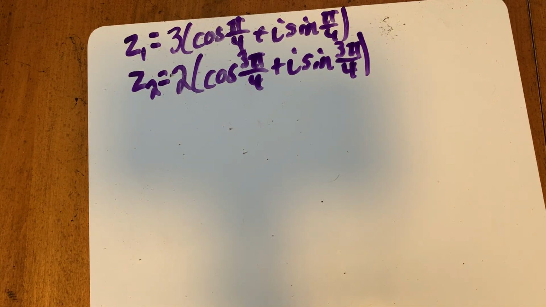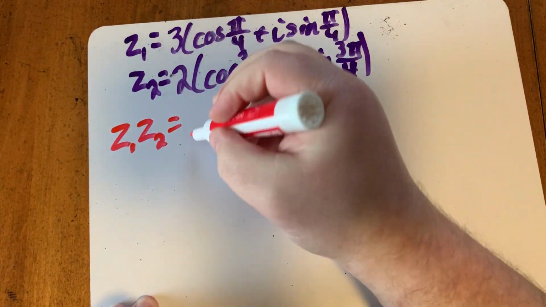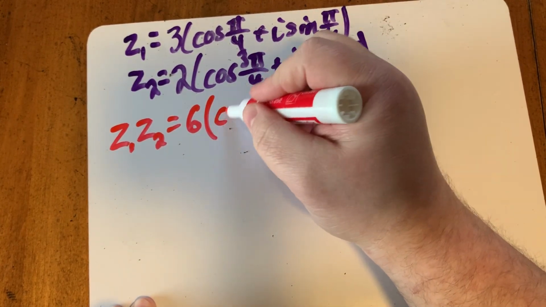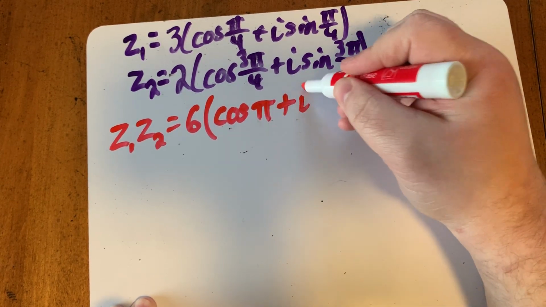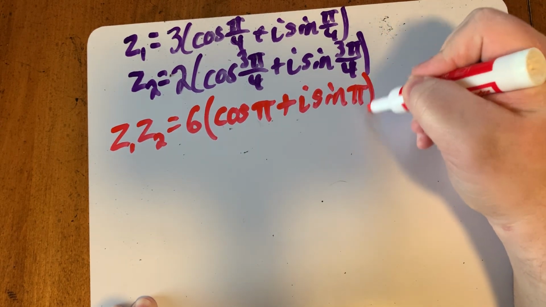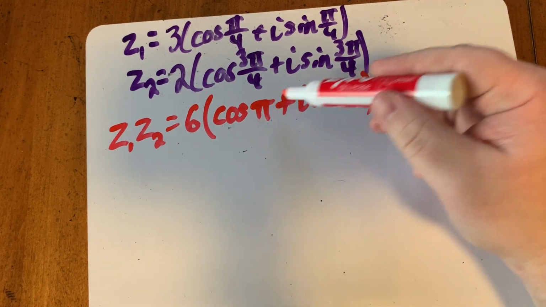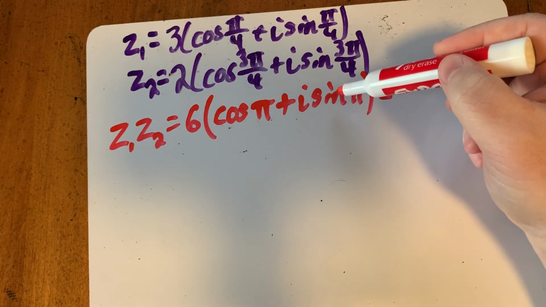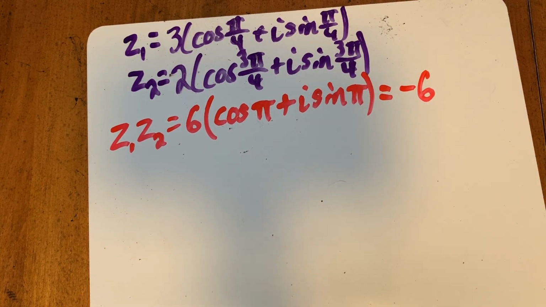All right. So if we want to multiply these two, z1 times z2, you multiply the r's, 2 times 3 is 6, and then you add the angles. So cosine of pi over 4 plus 3 pi over 4 is pi. It'd be the same thing for the sine. And we're totally capable of evaluating cosine of pi and sine of pi. Cosine of pi is -1, sine of pi is 0. So it's 6 times -1. It's just -6.